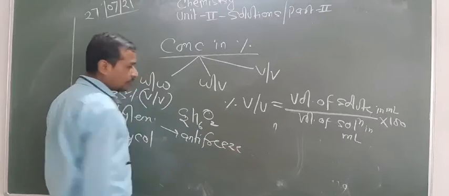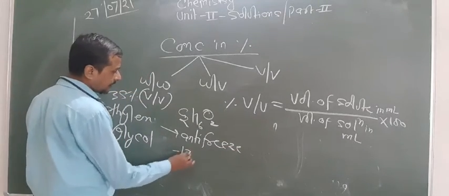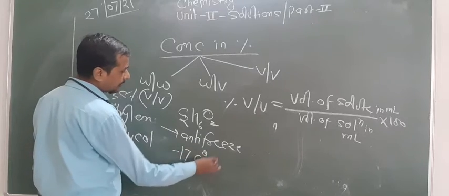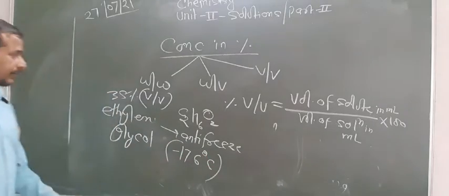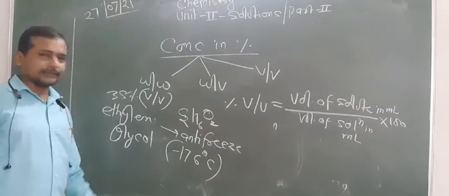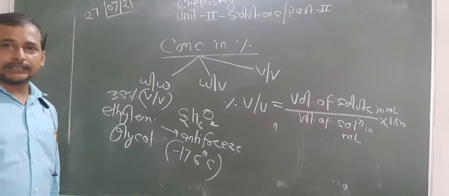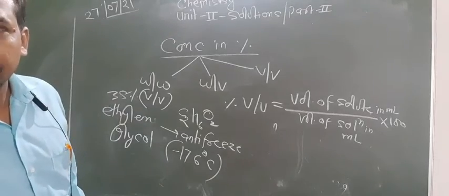Antifreeze lowers the freezing point of water. After mixing this concentration of ethylene glycol, the water freezes at minus 17.6 degrees centigrade. Are you getting this point or not? So these are all about the concentration of solution.